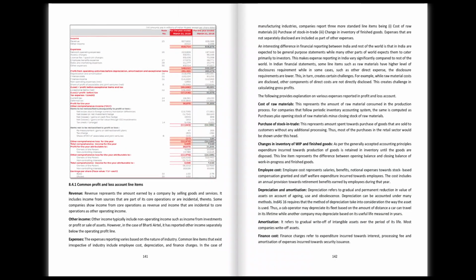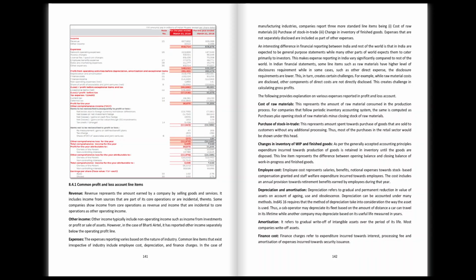Revenue. Revenue represents the amount earned by a company by selling goods and services. It includes income from sources that are part of its core operations or are incidental thereto. Some companies show income from core operations as revenue and income that is incidental to core operations as other operating income. Other income. Other income typically includes non-operating income such as income from investments or profit on sale of assets. However, in the case of Bharti Airtel, it has reported other income separately below the operating profit line.